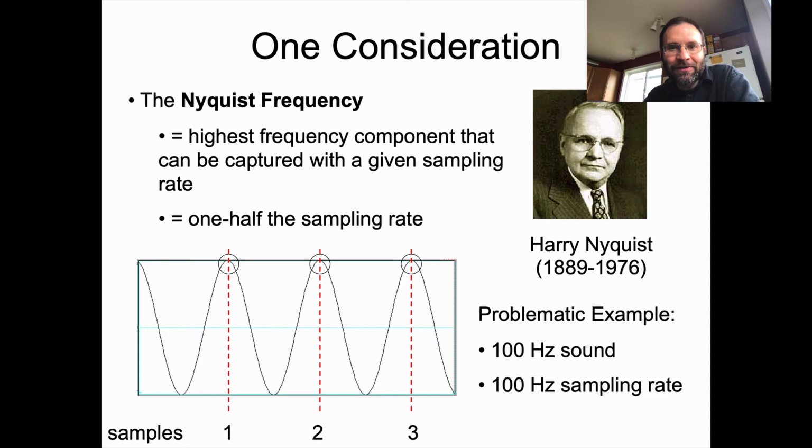Harry Nyquist was an electrical engineer back in the 20th century, and he discovered this property that we have to consider when we're converting any analog sound to a digital representation. This property is known as the Nyquist frequency. The Nyquist frequency is the highest frequency component that can be captured with a given sampling rate. And it turns out that it's 1/2 of the sampling rate.